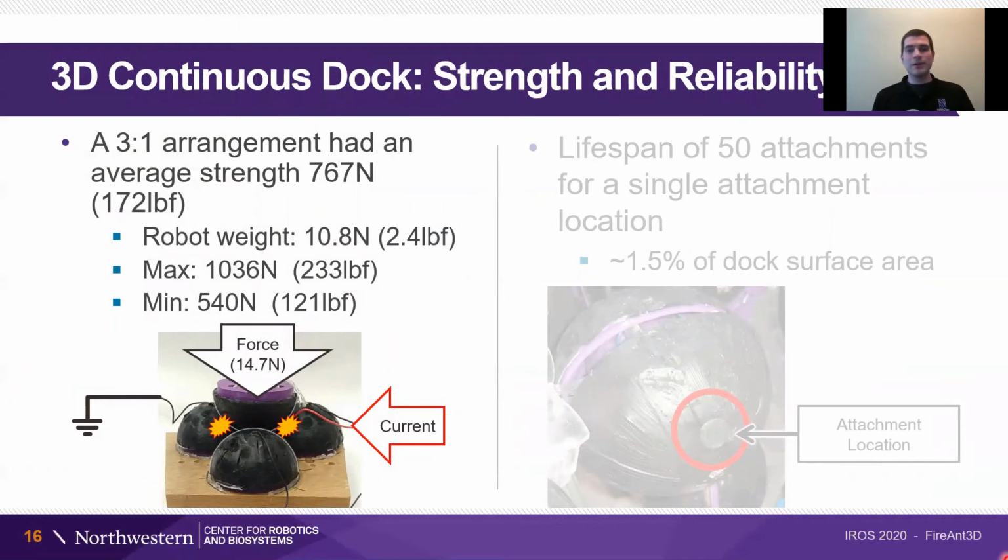To test the reliability, we had a 3-to-1 arrangement of docks, which were attached to each other. This was just done to have a repeatable test. And we pulled it to failure. This arrangement had an average break strength of 767 newtons, which is very favorable when compared to the robot weight of only 10.8 newtons.